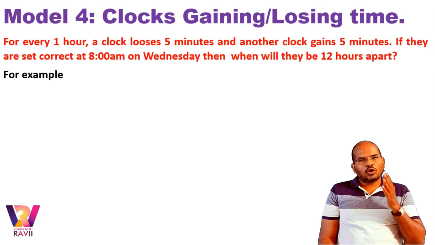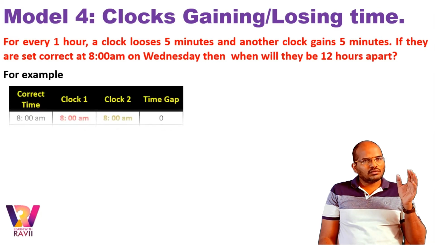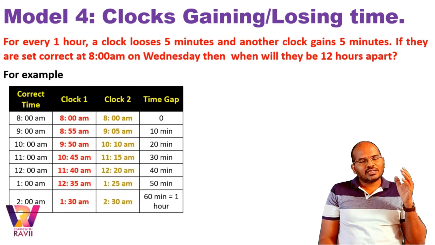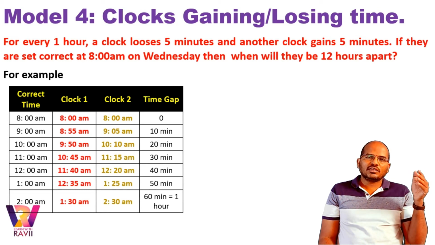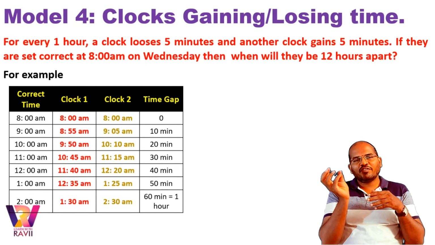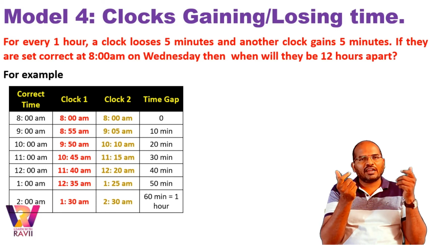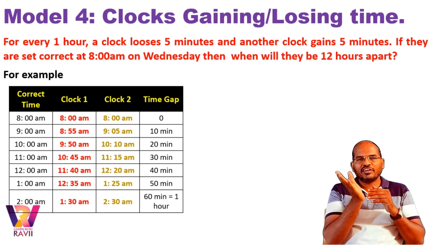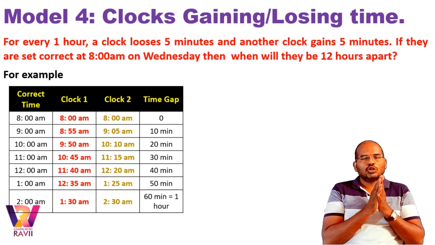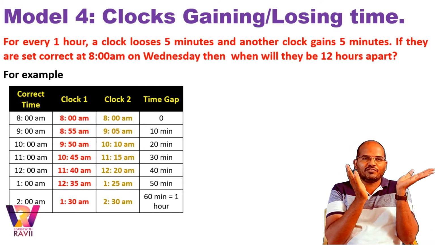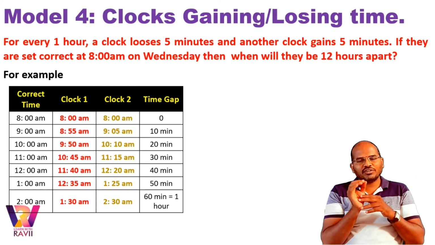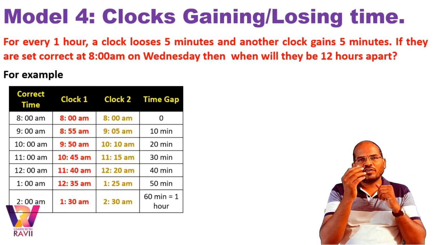At 8 a.m. clock 1 is at 8, clock 2 is at 8, the time gap is 0. At 9 a.m. the actual clock shows 9, whereas the faulty clock which is losing 5 will show 8:55 and the clock which is gaining 5 will show 9:05. 8:55, 5 minutes, 9:05 is 5 minutes. So the time gap between these two clocks is 5 here and 5 here, which is 10. So we have a 10 minute time gap after 1 hour.